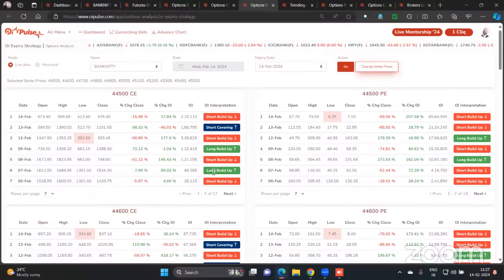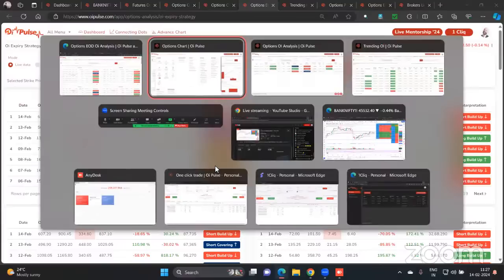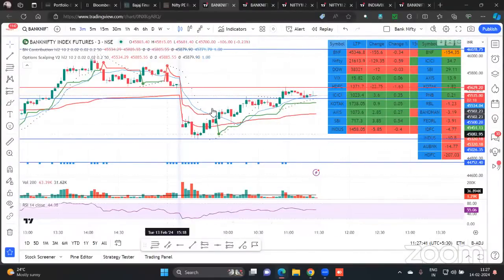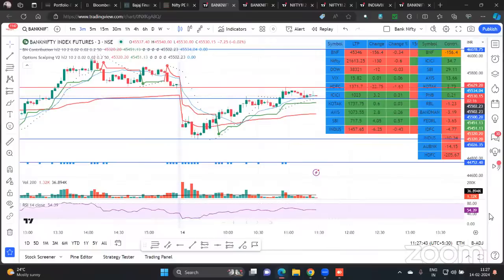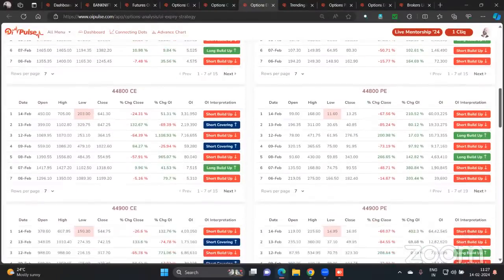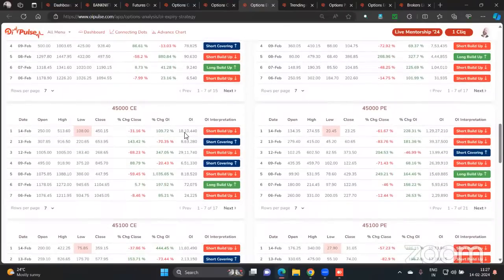and they would have squared off their position. But if you had believed in the data and believed in the chart, when I say chart, the chart was clearly not breaking the 45,320 odd levels, the 45,000 odd mark. Next, on the chart as well, if you look at the 45,000 call, this would have given you a big clue.